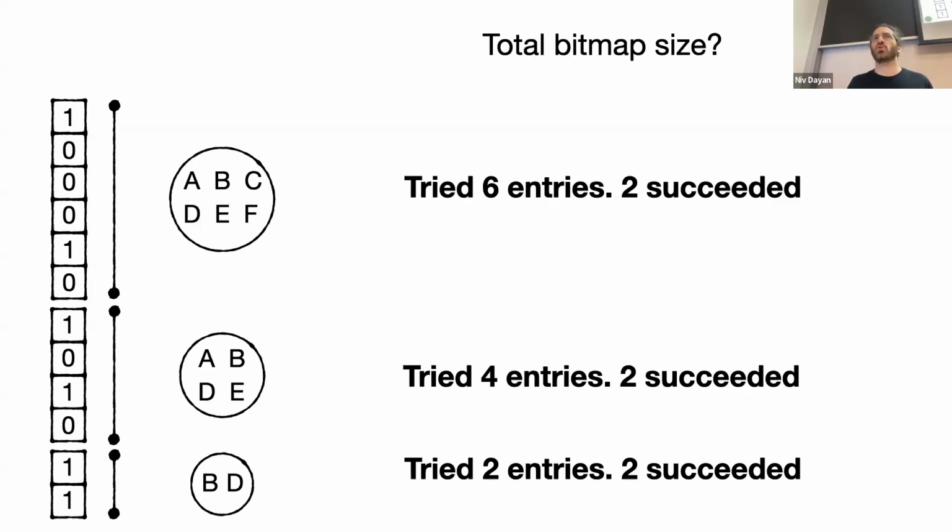Right? Each trial is trying to apply one hash function on one key, mapping it to a particular bit. We might succeed and we might fail. At the end of the day, we've done X trials. What is the number of bits in the bitmap with respect to the X trials that we've done?